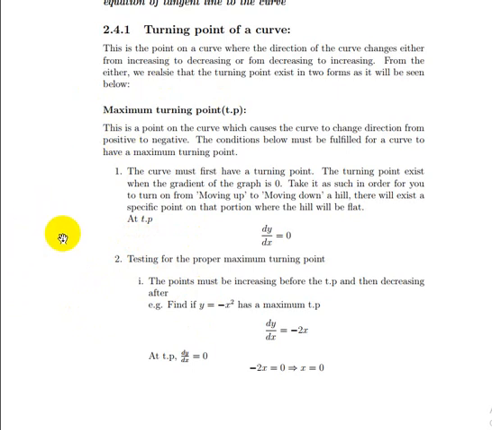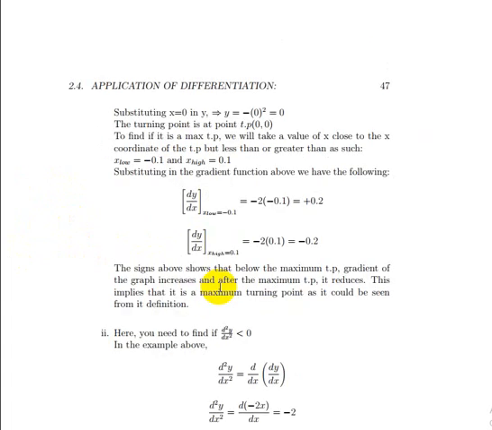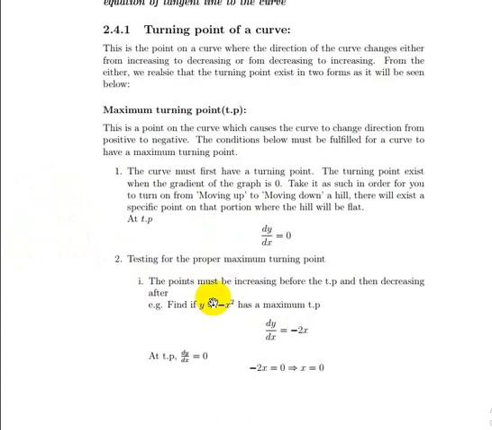A maximum turning point is at the peak, so it implies that before the maximum turning point there existed an increase in steepness, while at the end there was a decrease. So let's take an example in this case. Find if y equals negative x squared has a maximum turning point.